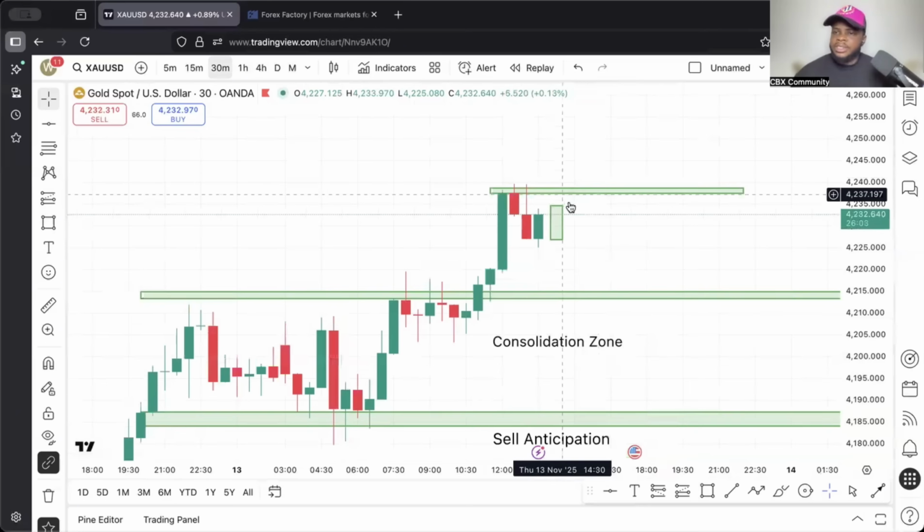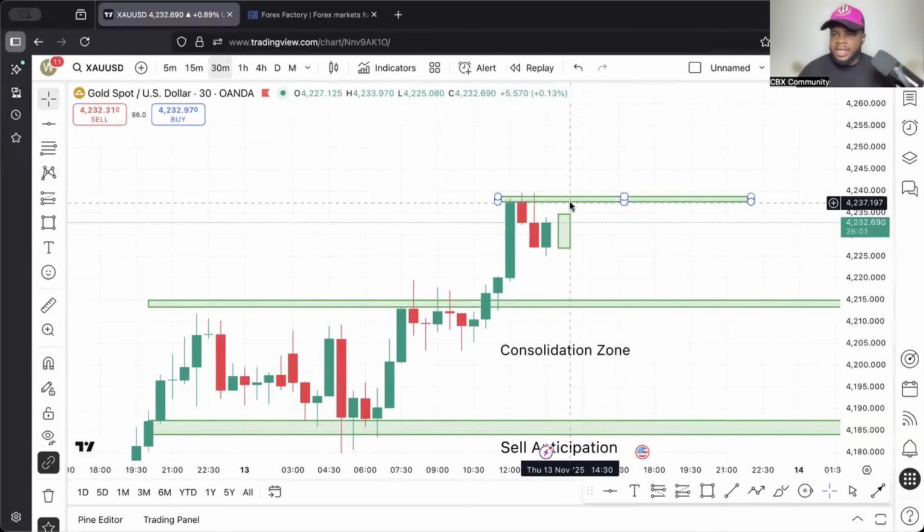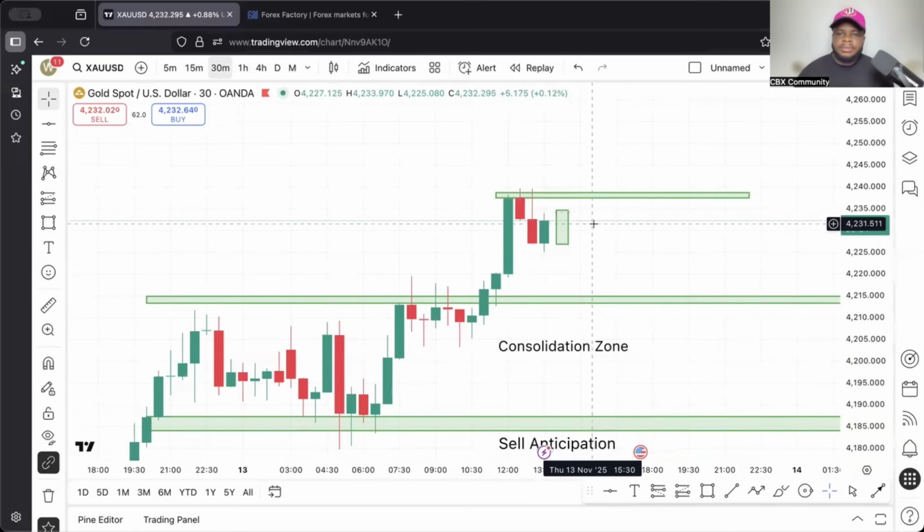So for now, let's just be patient. We will not do anything. Let's just be patient. Let's enjoy the music while we are anticipating to identify a structure before we can decide to take a position.